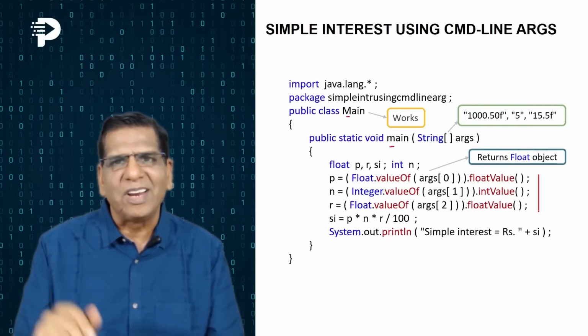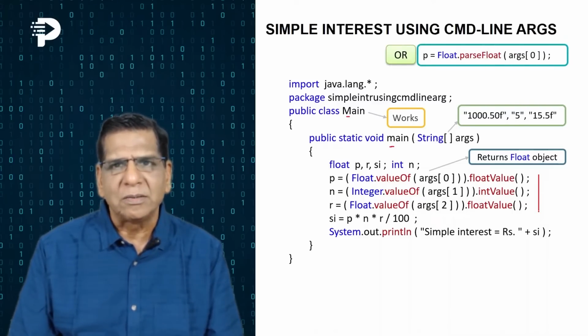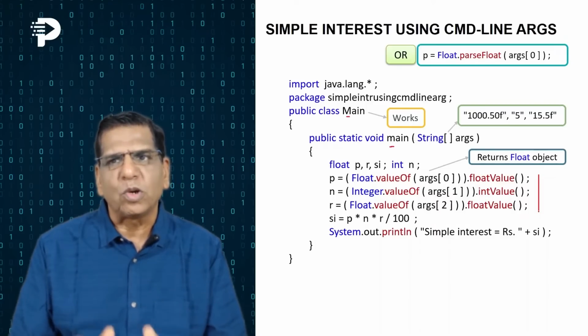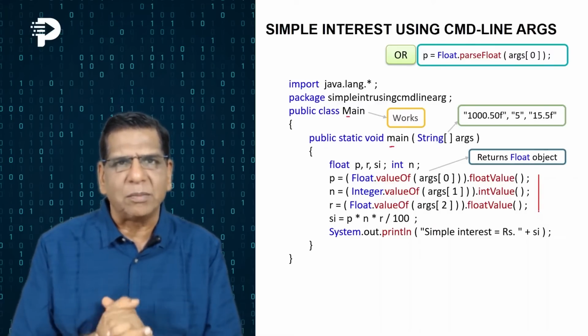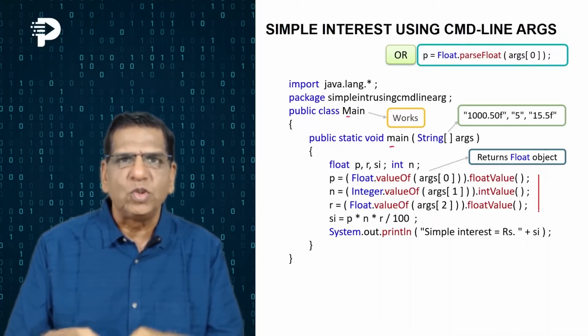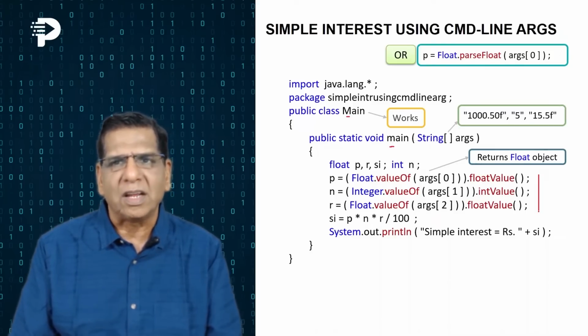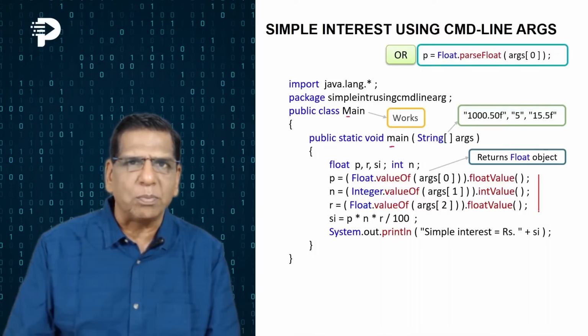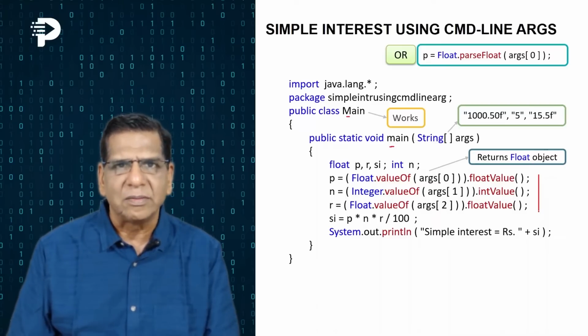This appears to be a little difficult. That is why there is a simpler method available. That simpler method is just float.parseFloat(arg0). Within that float class, there is another static method called parseFloat, to which you provide a string, it returns you the float value from that string. We can collect that in P. So the way we can say float.parseFloat, naturally we will also be able to say integer.parseInt.